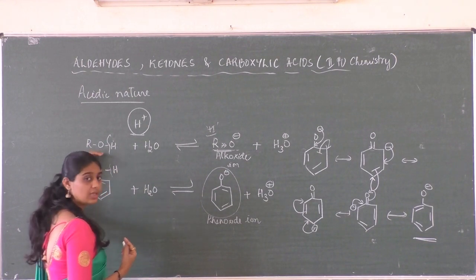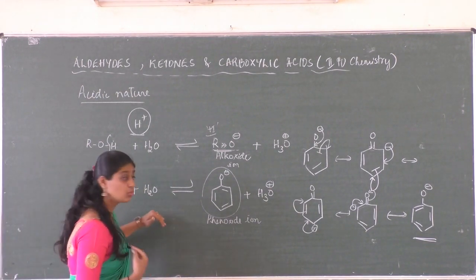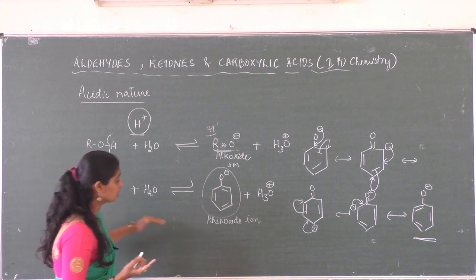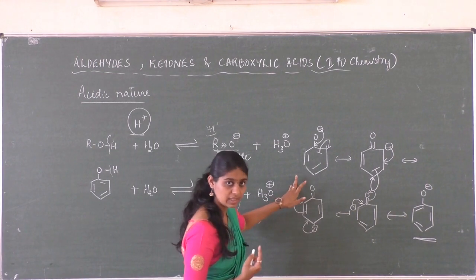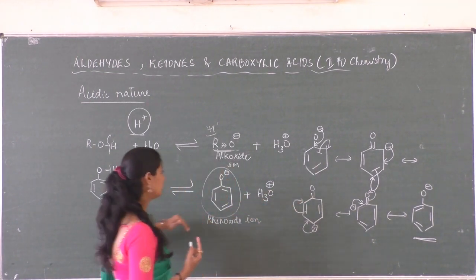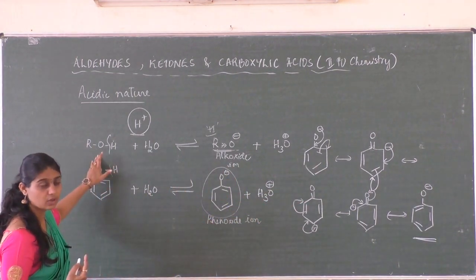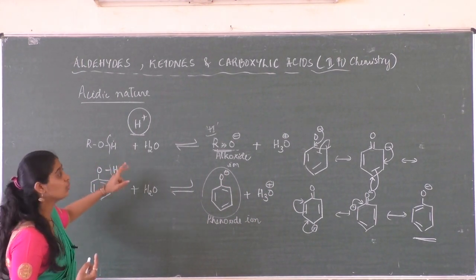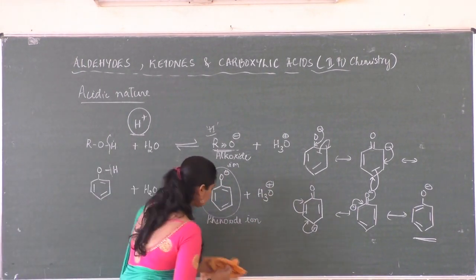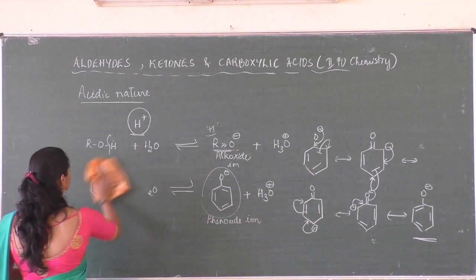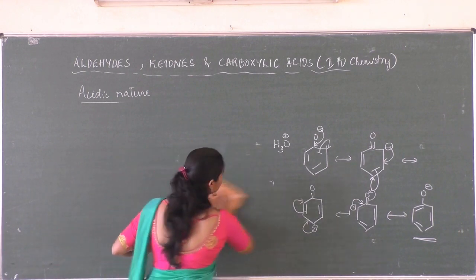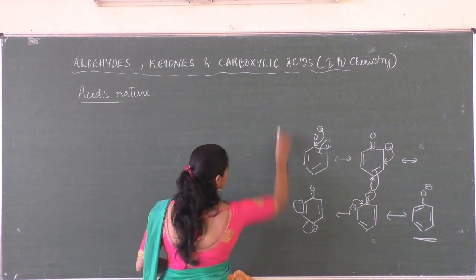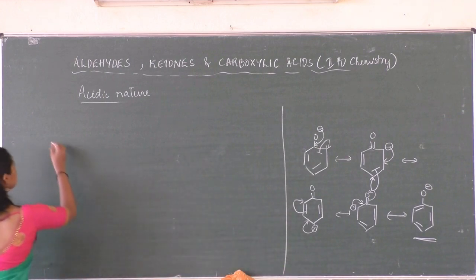So while comparing alcohol to a phenol, phenol is more acidic because it forms a phenoxide ion which is resonance stabilized. Therefore phenol is more acidic than alcohol. Now we need to compare these two with the carboxylic acid. This is the carboxylic acid.